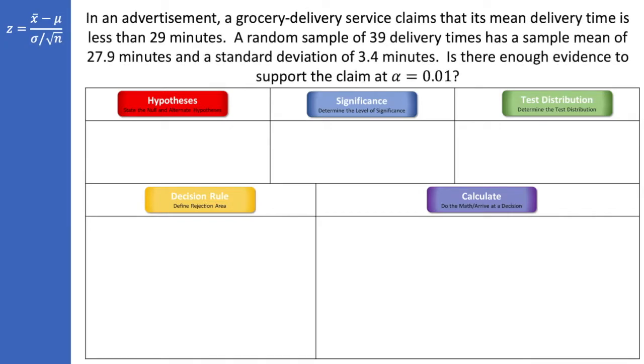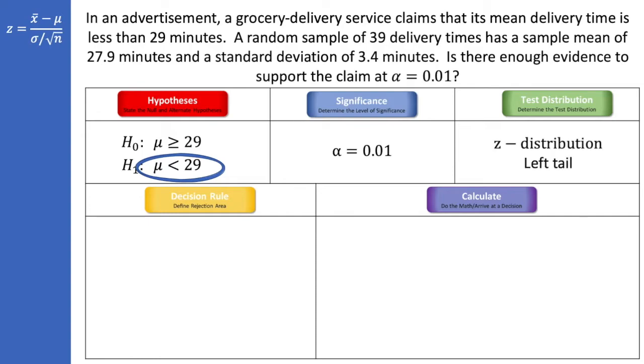In an advertisement, a grocery delivery service claims that its mean delivery time is less than 29 minutes. A random sample of 39 delivery times has a sample mean of 27.9 minutes and a standard deviation of 3.4 minutes. Is there enough evidence to support the claim at alpha equals 0.01? Again, we'll start with our hypotheses. It says less than 29 minutes, so less than is going to go in our alternate hypothesis. And then greater than or equal to will go in the null. Our significance level is 0.01. And our test distribution, we're in the z, and it's a left-tailed test.